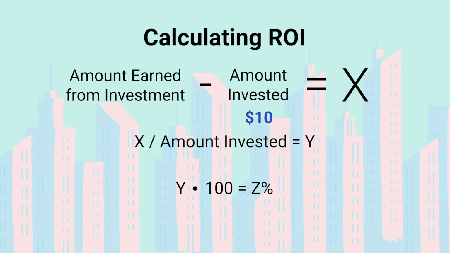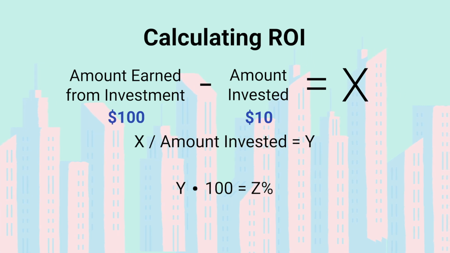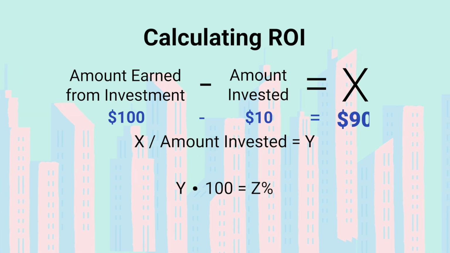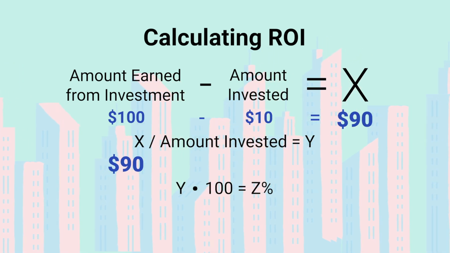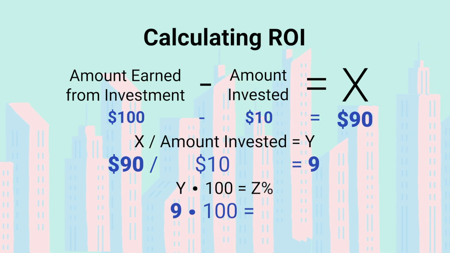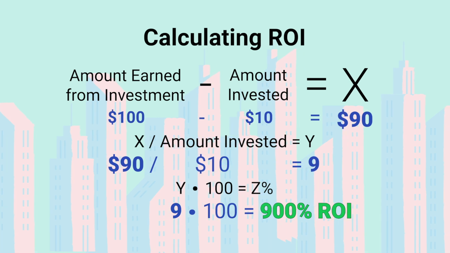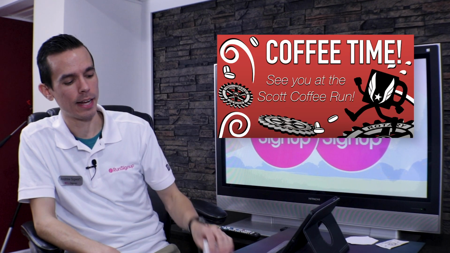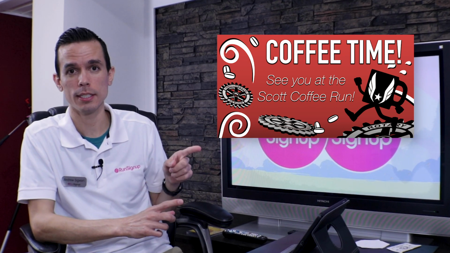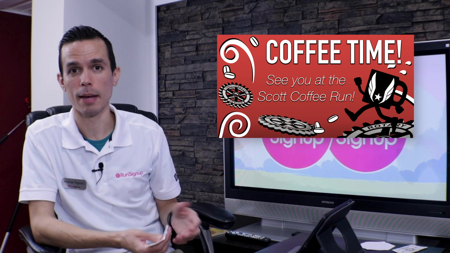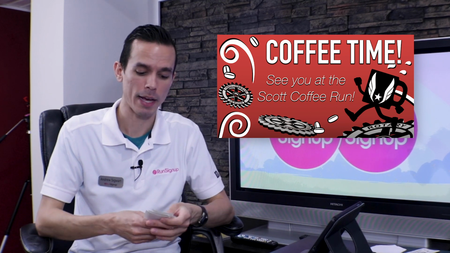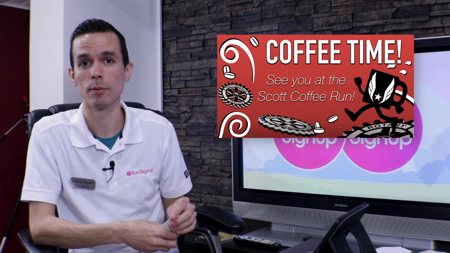So if you spend $10 on a Facebook ad, and that ad brought in $100 worth of registrations, you take the 100, subtract 10, and get $90. Then you take that $90, divide it by your original investment of $10, and you get 9. Multiply that by 100, and you have a 900% ROI. What does that mean? It means if I put $1 into advertising, I would get 900% of that back. So $1, $2, $3, $4, $5, $6, $7, $8, $9 I get back for the $1 that I put into running the ad, which is pretty good.